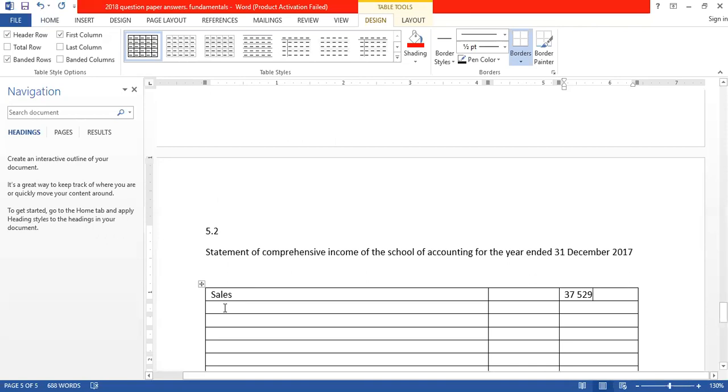And then what do you do next? You less cost of sales. Because we are not given cost of sales, you are required to calculate it. We know the formula of calculating cost of sales is opening inventory, you add purchases, and then you less closing stock.